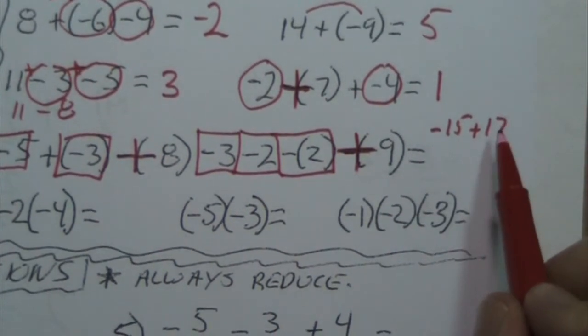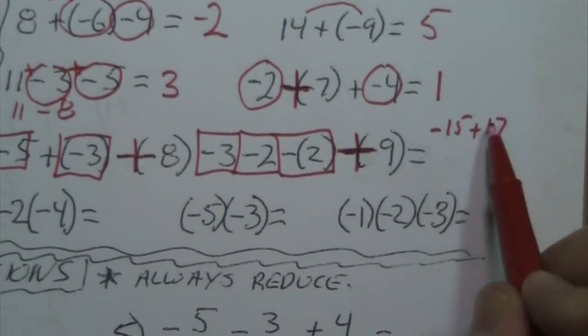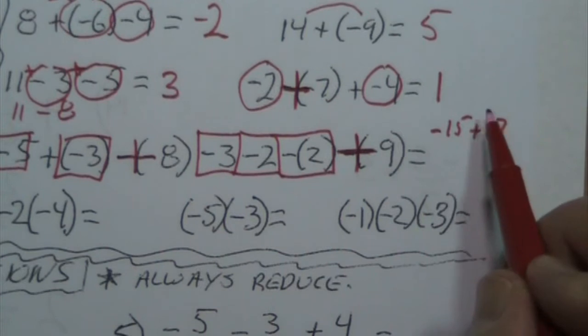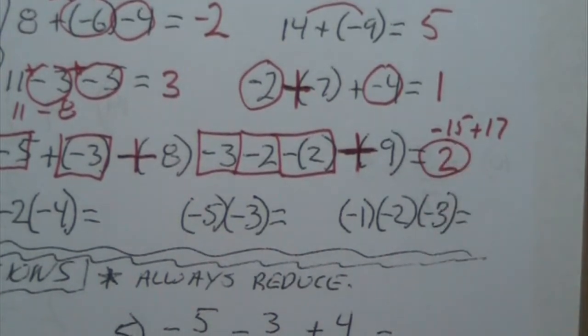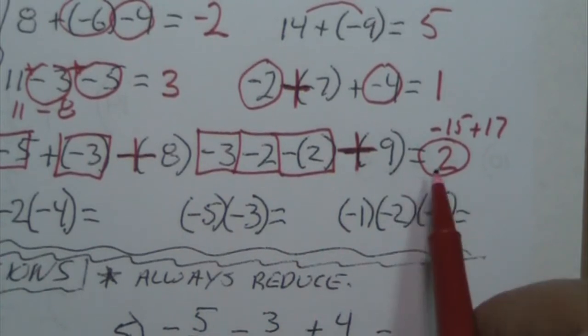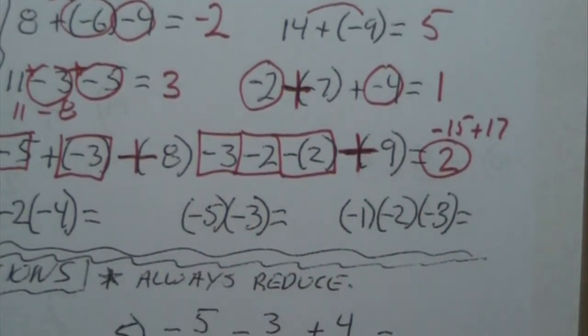So can you see that we have more positives than negatives? The answer is positive. Just subtract. 17 take away 15 is 2. So the answer is 2. There's 2 more positives than there are negatives.